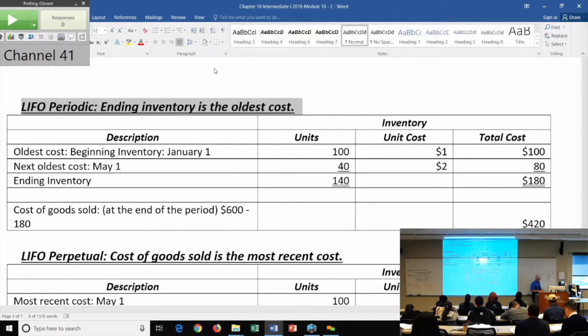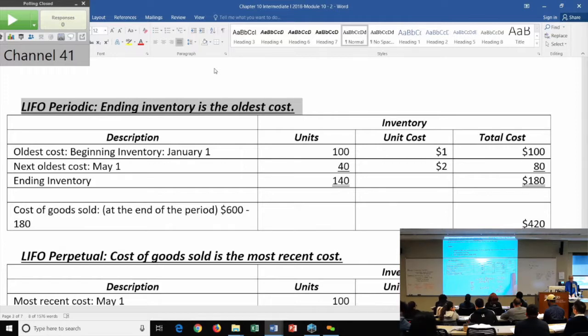Now, I'm going to show you LIFO Perpetual. LIFO Perpetual is very logical. It's going to eat up the units in LIFO order. So, when we do LIFO Perpetual, when you sold those 160, where are they coming from? Last in: 100 at $2 and 60 at $1.